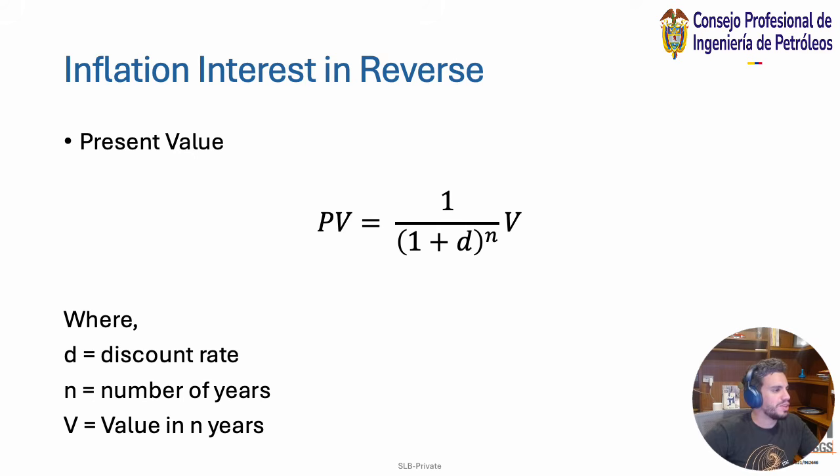So the inflation interest in reverse. Here is the equation of the present value. You will use present value a lot because the net present value of a project is extremely important. Present value PV is equal to V times 1 over (1 plus d) raised to the n, where d is the discount rate, n is the number of years, and V is your value in n years, right? So that will tell me the present value of something I have.